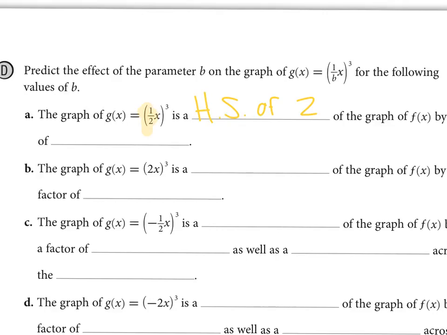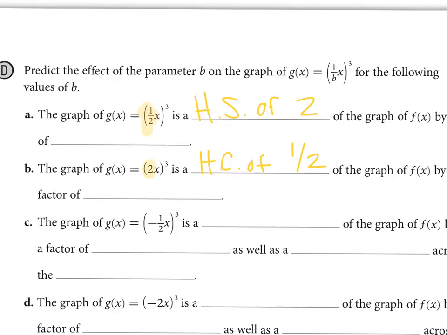What about part B? The graph of g of x equals (2x) all to the third power. What's this 2 going to do? Horizontal compression. It's a horizontal compression of 1/2. Again, I have to take the reciprocal. Thank you, Mr. Riley. The reflection is over the x-axis.